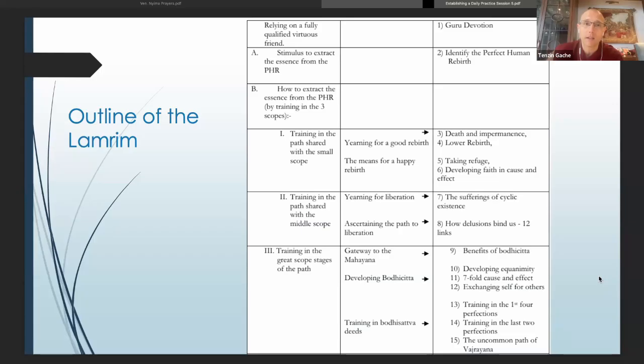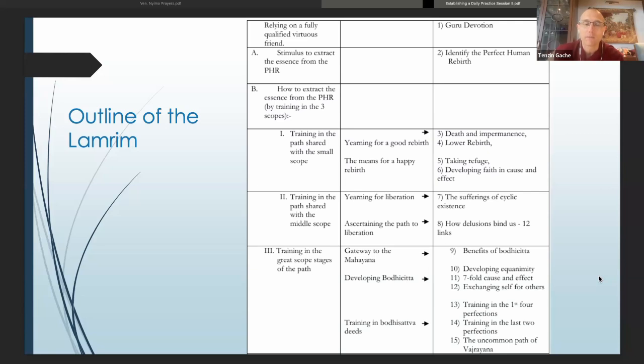But then we see that there's A and B, in terms of how the whole Lamrim text is divided into these A and B, with B being a much longer subject. But A is in terms of how do we even begin and decide to follow a spiritual path, which is the stimulus to extract the essence. So the author here had put in PHR, which means perfect human rebirth.